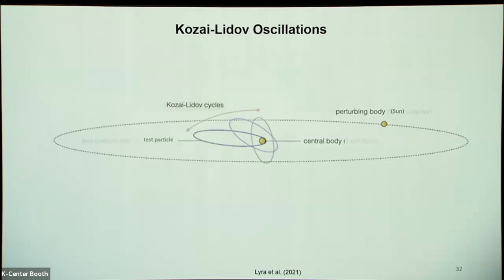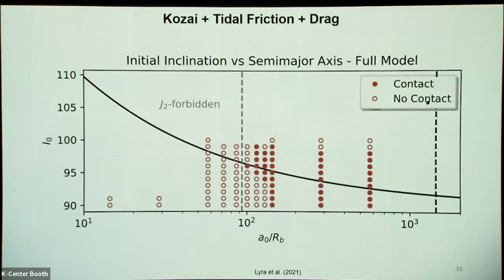So Kozai-Lidov oscillations maybe would do the trick. But of course, it is much more complicated than pure Kozai, because these objects are triaxial. So you have a permanent quadrupole. They can also raise tides on each other. So this is a model where I implemented tidal forcing, permanent quadrupole, and drag on a Kozai calculation.